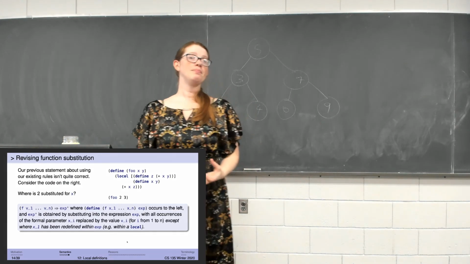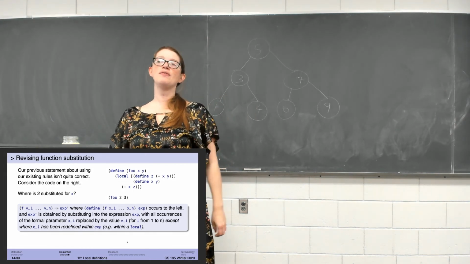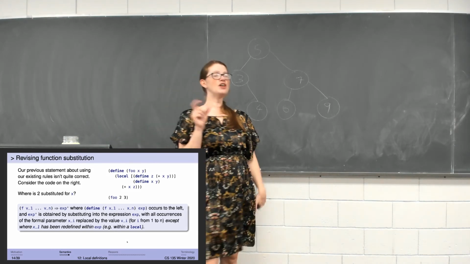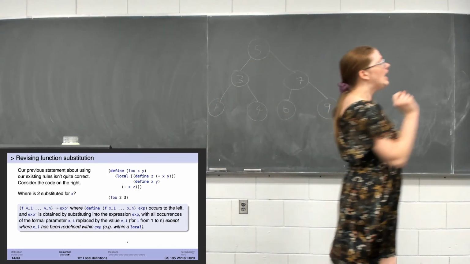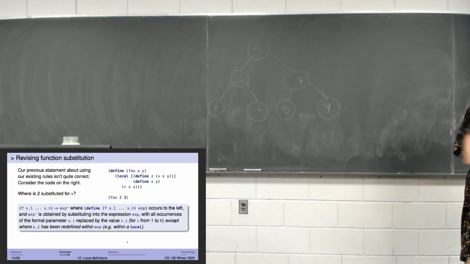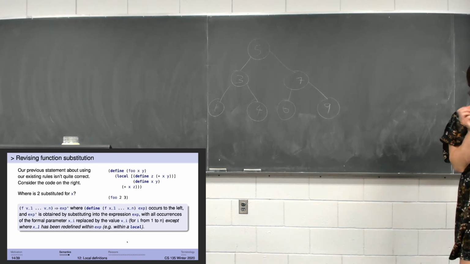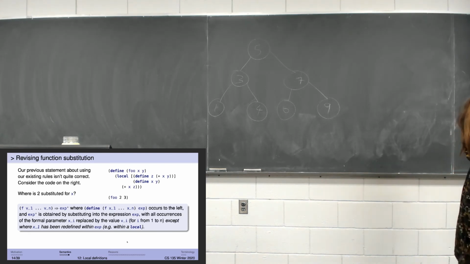So here's the problem. If the name of one of the things you defined in the local overlaps with one of the function's arguments, then in the function substitution step, which says, so long as everything is a value, replace them all into the body of the function, you can't do that in the presence of a local if the names overlap. So if you have an argument x and you have also defined x in the local, then we have to change the function substitution rule.